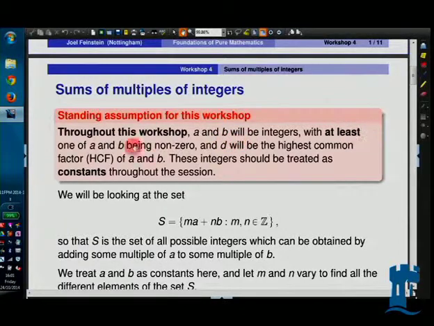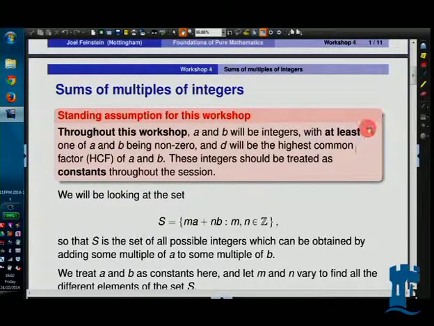D is going to be the highest common factor, the HCF of A and B. And that's not going to change at any point in this workshop. So they're going to be constants throughout the whole session. We don't know what they are, but all three of them are integers. D is going to be a positive integer. It's the highest common factor, so it could be 1. If A and B don't have any positive common factors except for 1, then D might be 1, but we don't know that. So we'll just leave it as general as this at the moment.